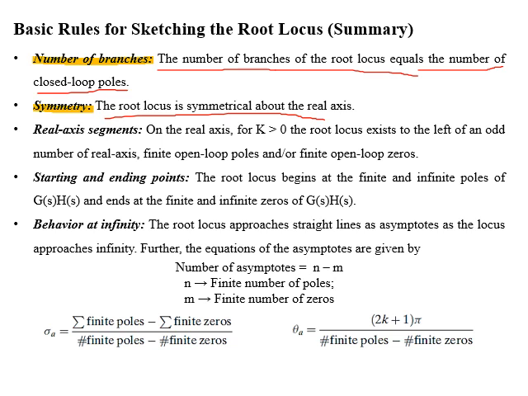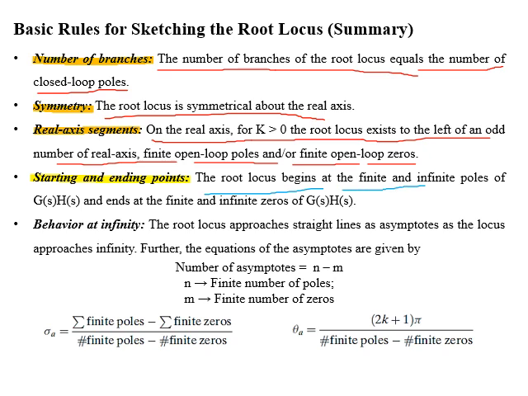Third is real axis segments. On the real axis, for gain k greater than 0, the root locus will exist on the left of an odd number of real axis finite open loop poles and or finite open loop system zeros. Fourth rule is about starting and ending points.